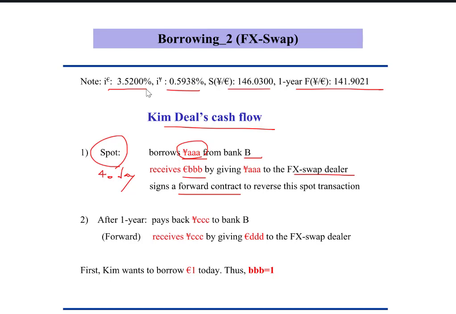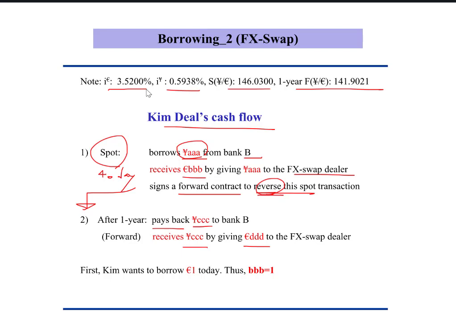Simultaneously, Kim Dil is going to sign a forward contract to reverse this spot transaction. What is the meaning of reverse? Kim Dil is going to get euro today by giving yen. Reverse means Kim Dil is going to get not euro but yen in the future by paying euro. So we reverse this spot transaction. Then after 1 year, Kim Dil is going to pay back a certain amount of yen to Bank B. So Kim Dil needs to pay back the initial borrowing plus some interest, CCC, to Bank B. And from the forward contract, Kim Dil is going to receive a certain amount by giving a certain amount of euro.